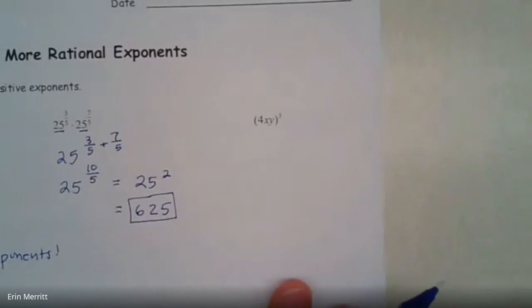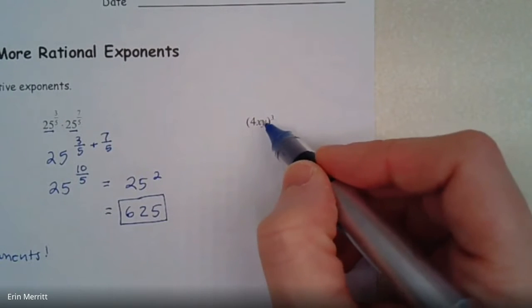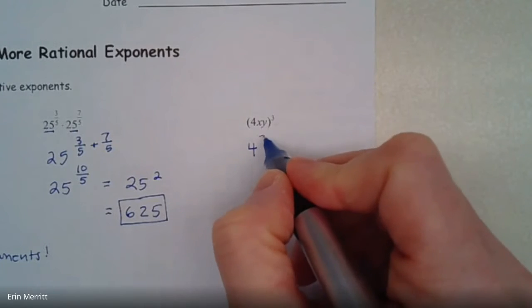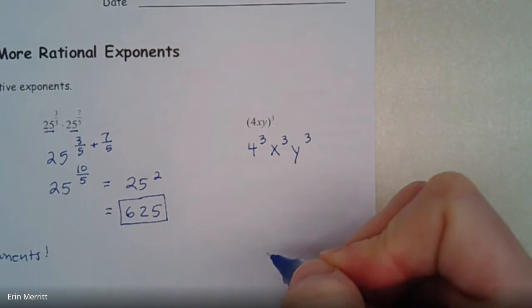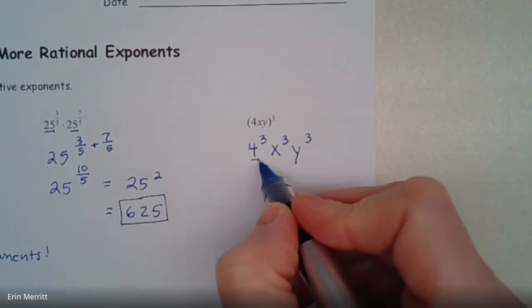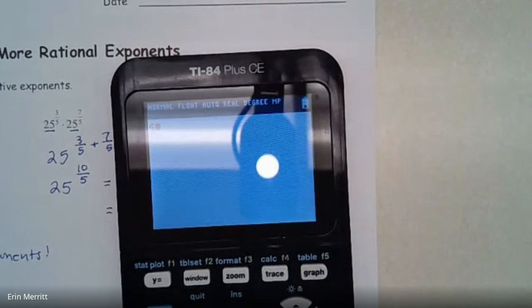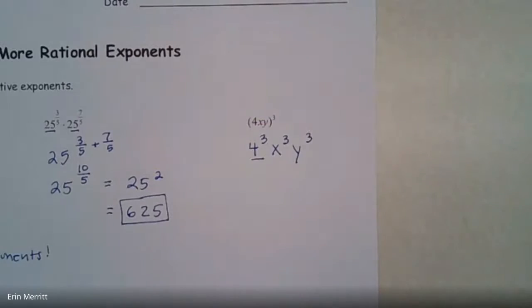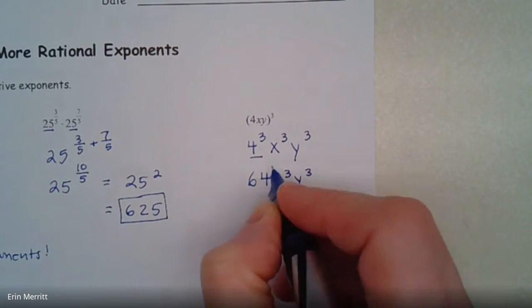All right, this next one, we're not multiplying, we're raising to a power. Remember, in this case, as long as everything inside is multiplied, we can distribute that exponent. So 4 is going to get cubed, x gets cubed, y gets cubed. And then clean up what we can. So 4 cubed, you can do it on the calculator. I could come over here and do 4 raised to the third power. But remember where that's coming from. Ooh, we got a lot of glare there. It's 4 times 4 times 4. So that's 64 x cubed y cubed.